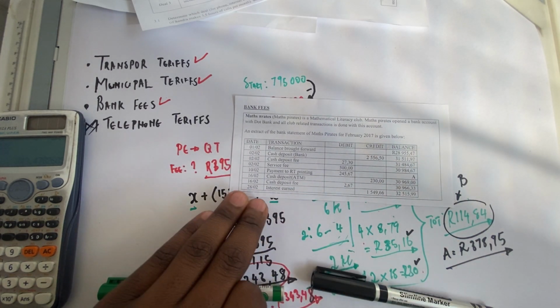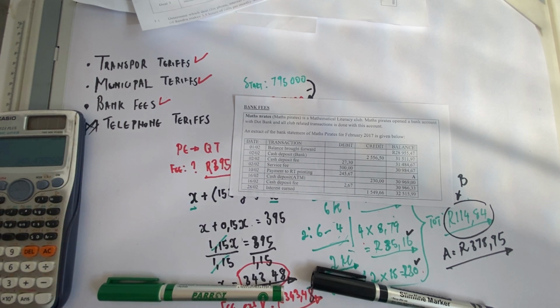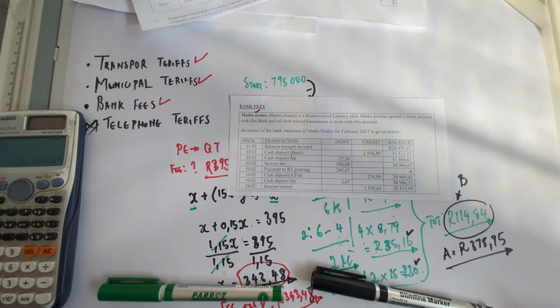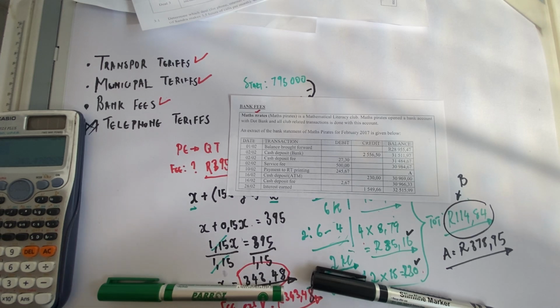Now on these ones, they say the Mets Pirates. Oh, the Mets Pirates. That's nice, with a pie. Mets Pirates is a mathematical literacy club. A Mets Pirate opens a bank account with a bank, and all club related transactions are done with this account. So an extract of the bank statement of the Mets Pirates for February 2017 is given below.